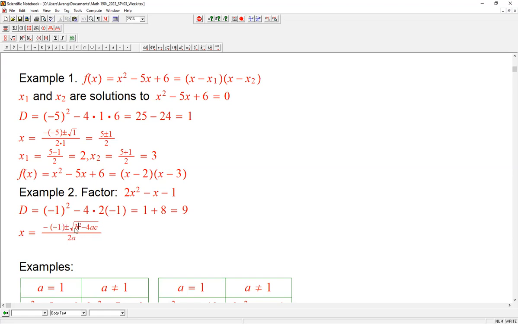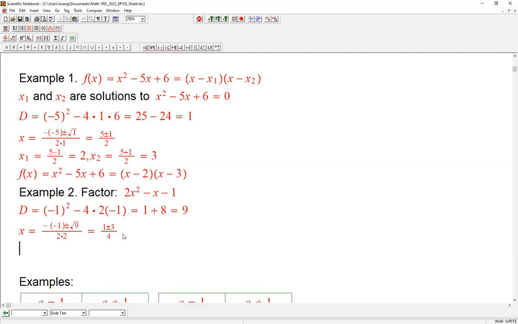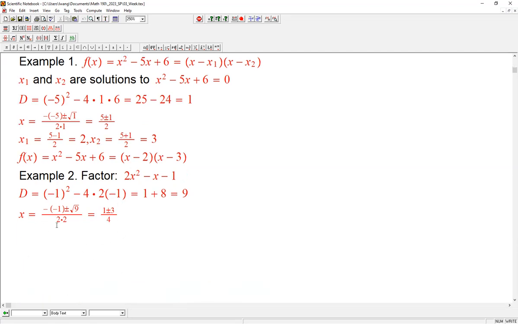b squared minus 4ac is already done, so we just put 9 there. A is 2. Okay, and now we got 1 plus minus 3 divided by 4, right? And we're about to get 2 roots. So x sub 1 equals 1 minus 3 over 4. 1 minus 3 over 4, that's going to be -2 over 4, that's -½.